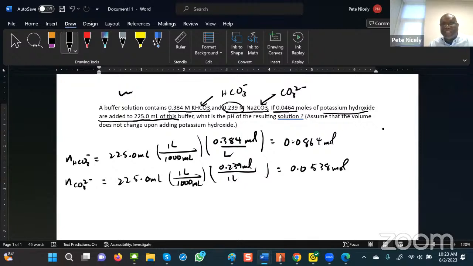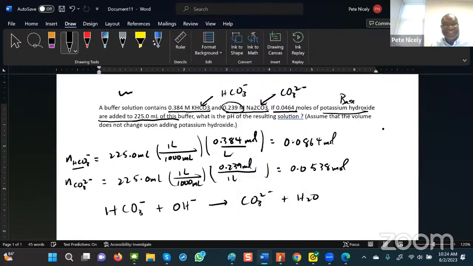Now, potassium hydroxide is a base, which means that it's going to react with the acid component, which would be the bicarbonate, right? So the equation that I should have written here is the reaction between the bicarbonate ion and the hydroxide ion from the potassium hydroxide, and the products of that reaction would be the carbonate ion and water, right?